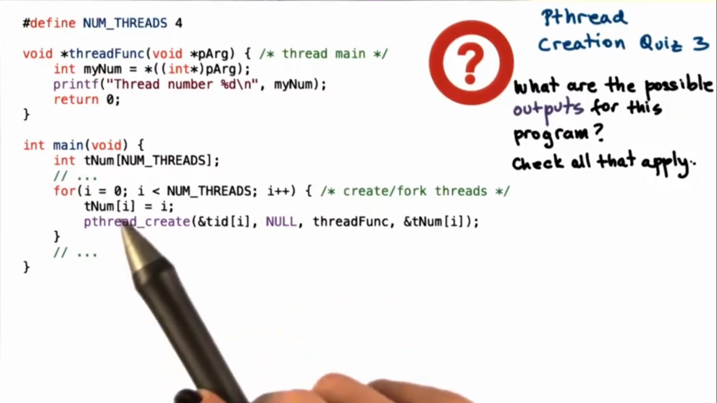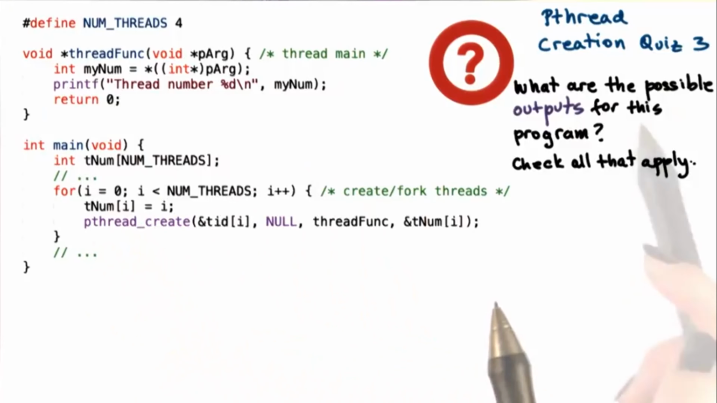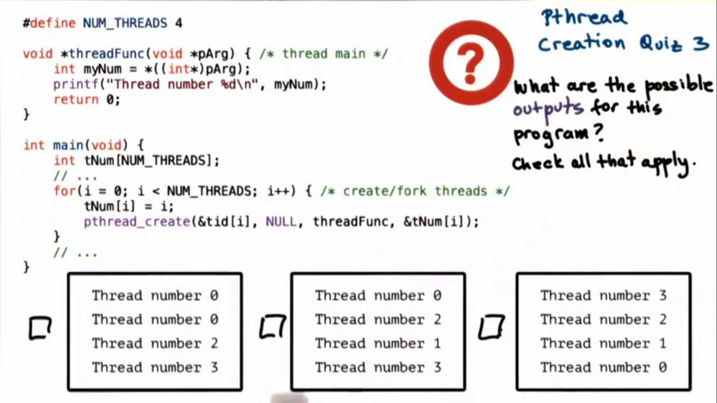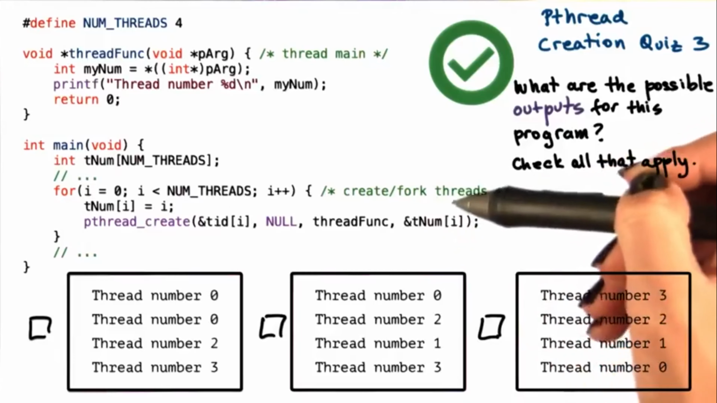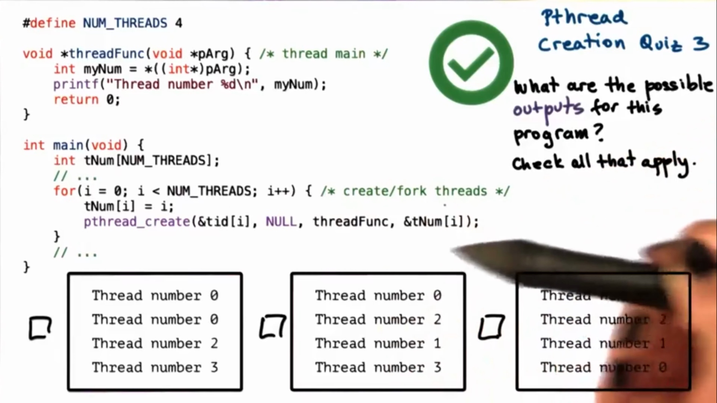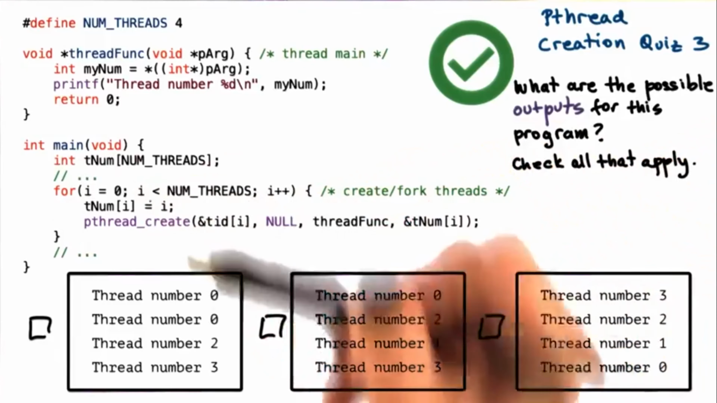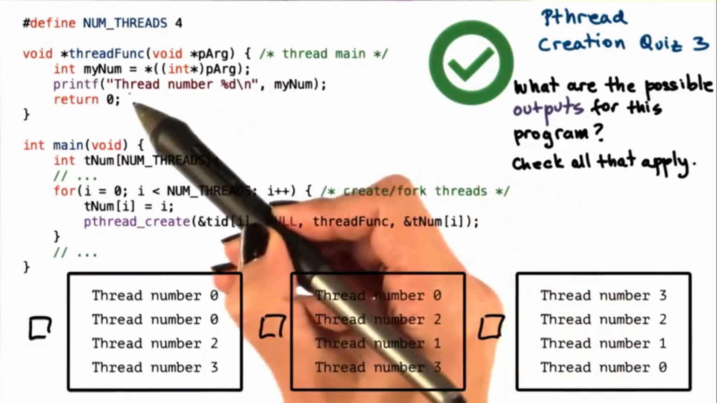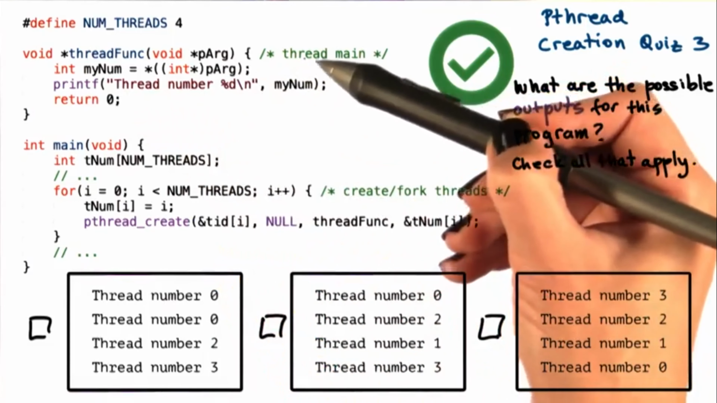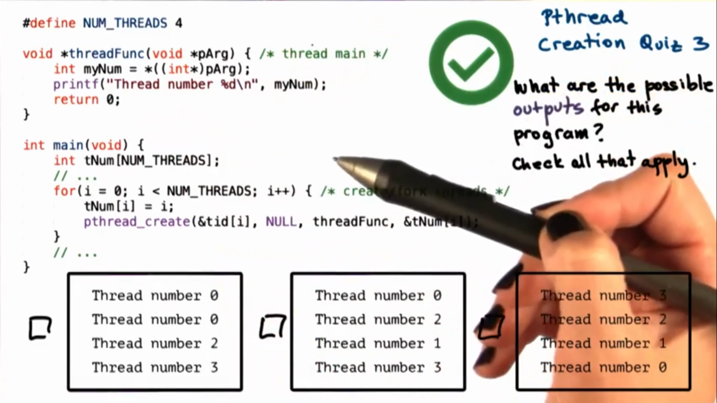Now that we have fixed the error, we have one more quiz question. What are the possible outputs for this program? Here are your 3 choices. You should check all that apply. Now that we have fixed the error and every one of the threads has its own private storage area to store the argument i, we expect to see the line thread number with the numbers 0, 1, 2, and 3 appear in the output.